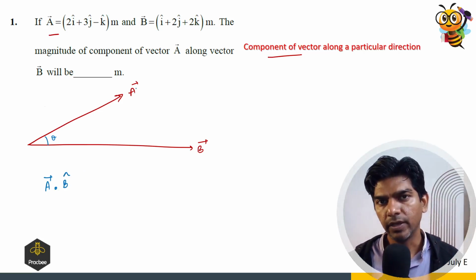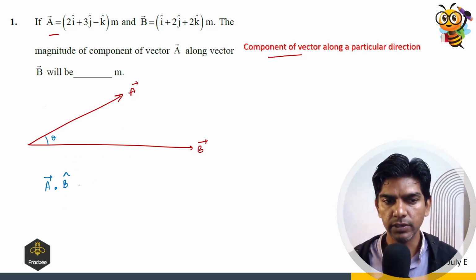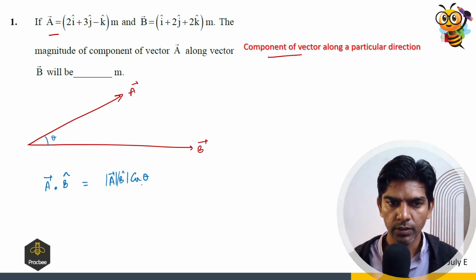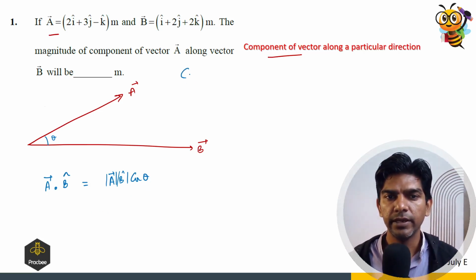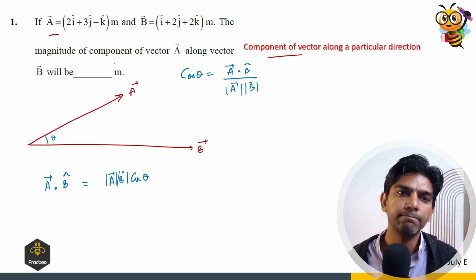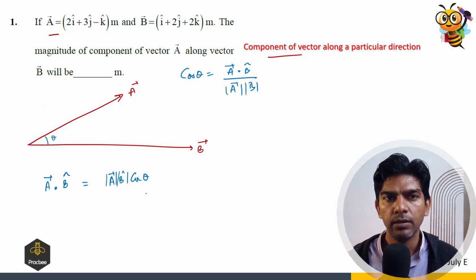So if we take the dot product of the A vector with the unit vector in the direction where we want to find the component, this will give us the component. So this will be magnitude of A, magnitude of B cap, cos theta, right? And this we have to calculate. And what is cos theta? Cos theta can be written as A dot B cap divided by magnitude of A times magnitude of B cap. So this we have to calculate, A cos theta. And how to find the dot product between them?